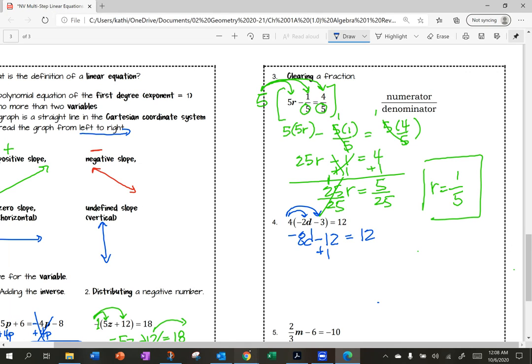I'm going to add the inverse. So I'm going to add 12 to both sides. It's total 0. So negative 8d equals 24. I'm going to divide by the coefficient next to the variable. So I'm dividing by negative 8. Negative 8 divided by negative 8 is 1. So d equals negative 3.